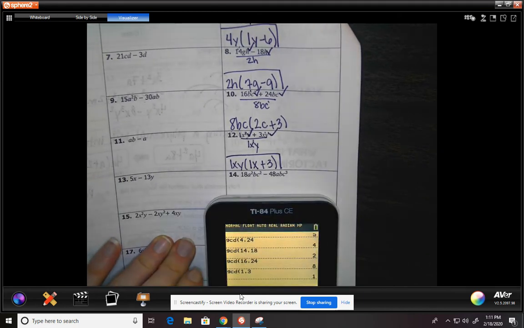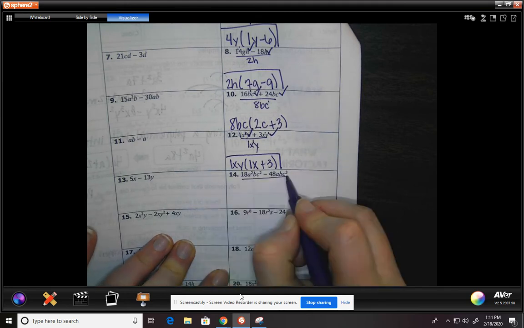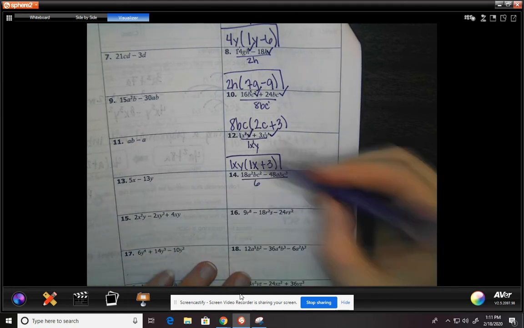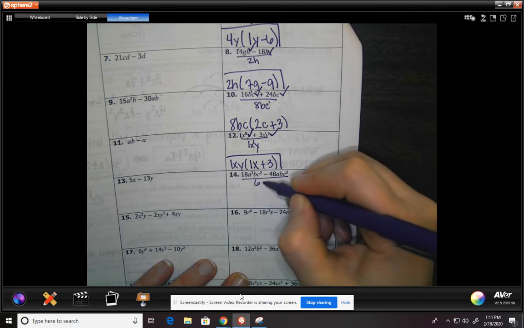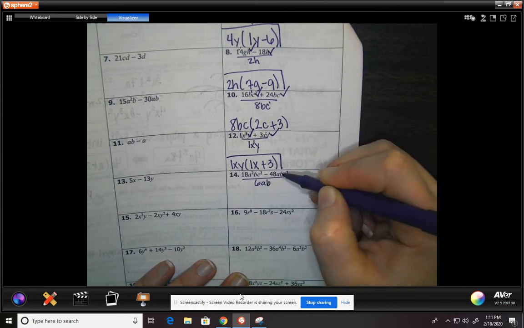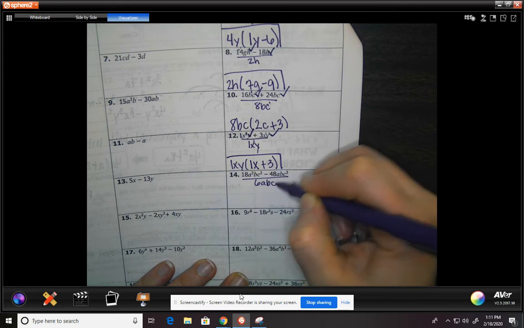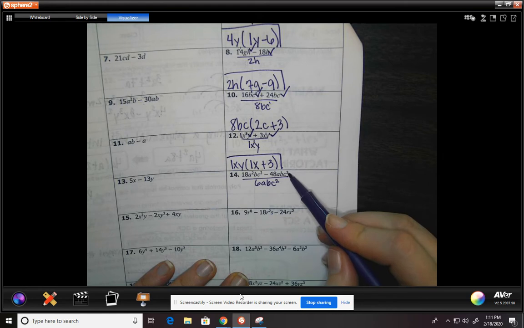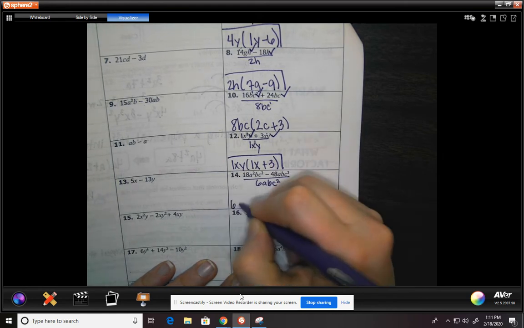Okay, for 14, to figure out that GCF, if you don't know it off your head, you're going to type in 18 comma 48, and I can take a 6 out. So I'm going to divide both things by 6. They both have an A, and the smallest one is just A. They both have a B, and they're both just a plain B. And they both have a C, but the smallest one this time is that squared. So I pull the squared. I don't want the third. The third is bigger. So I'm going to bring this down.